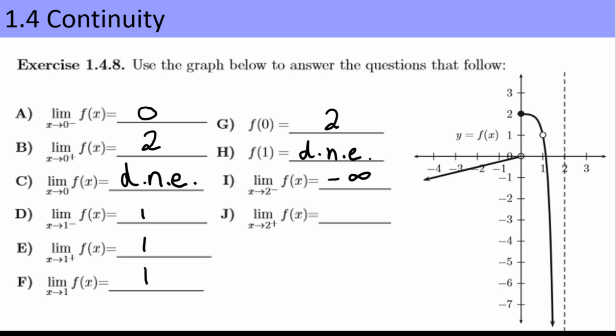There is a vertical asymptote at x equals 2 and no graph at all to the right of x equals 2, so we say that the limit does not exist. Let's continue.